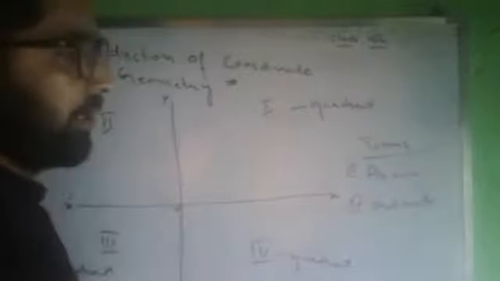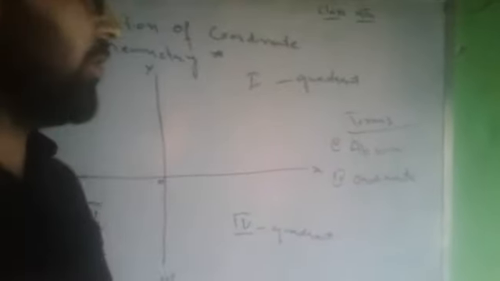The first term is abscissa. The second is ordinate. First one is the abscissa and the second one is ordinate. So what is abscissa and what is ordinate? We should know what is called abscissa and what is called ordinate.